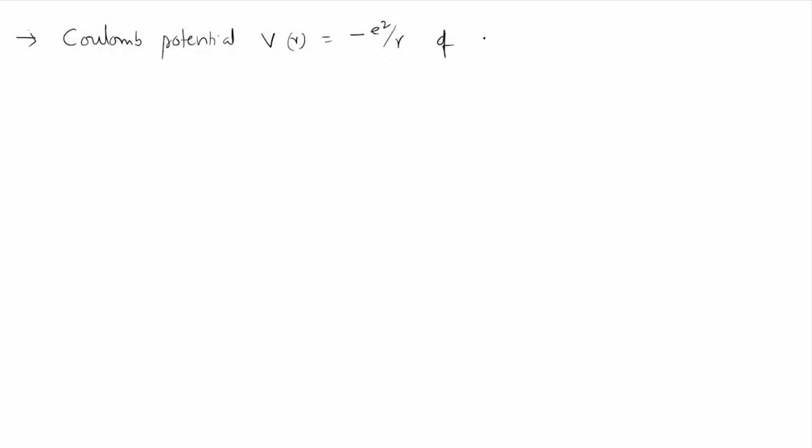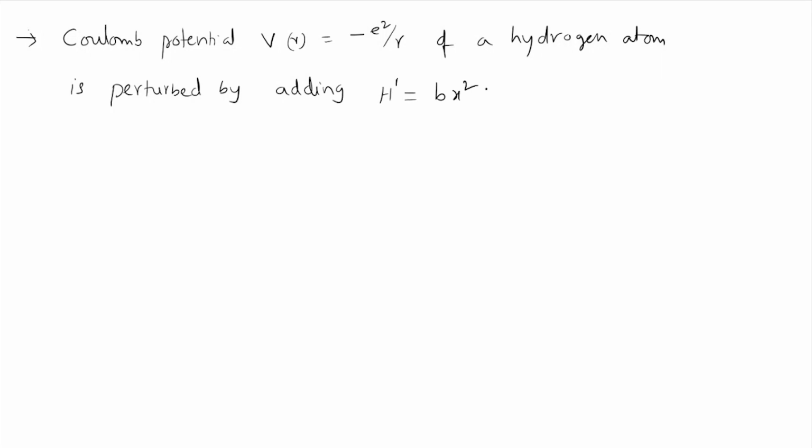So this is of a hydrogen atom. You have a hydrogen atom, and the electron is in this potential, and it is perturbed by adding a perturbation. B is a constant, B x square, to the Hamiltonian. So if that is so, what is the correction to the ground state energy? So find the correction to the ground state energy.